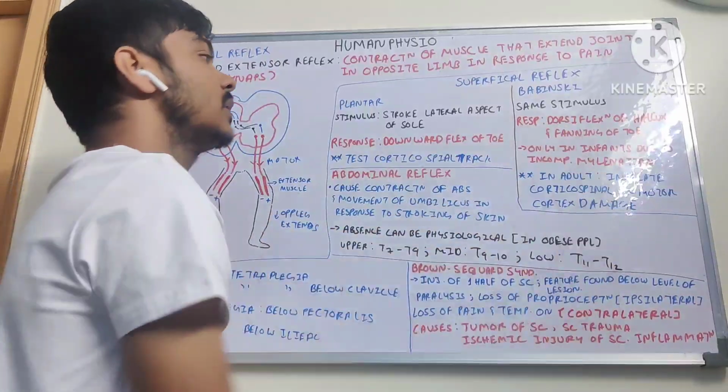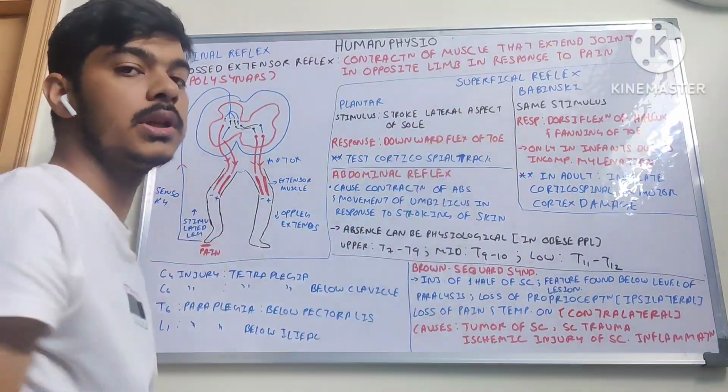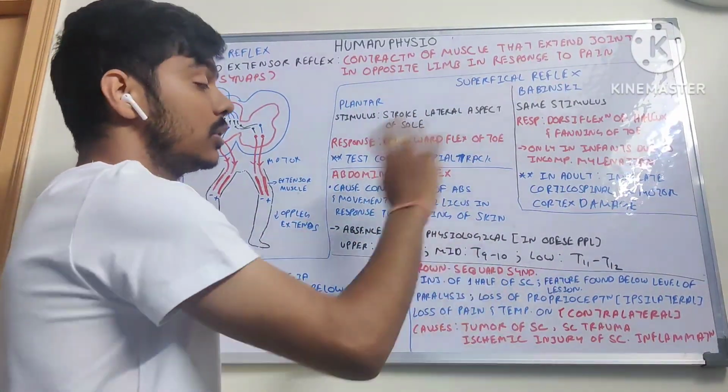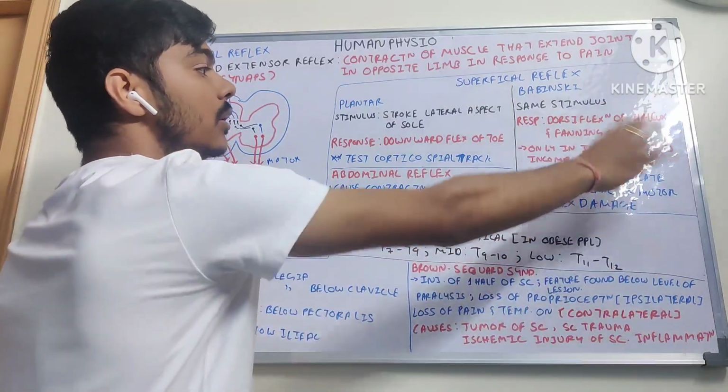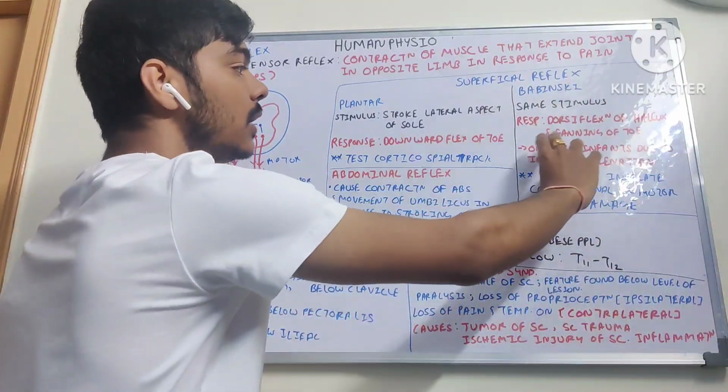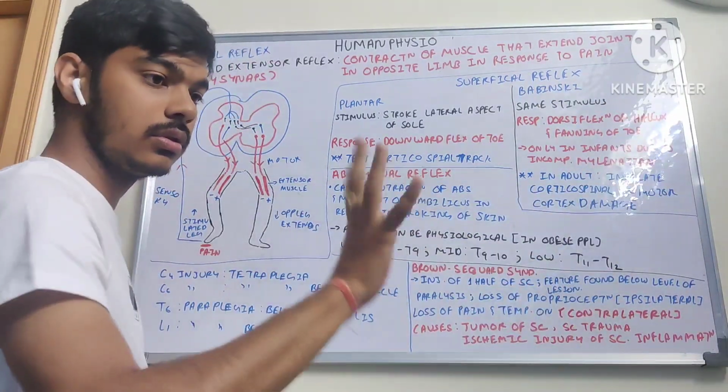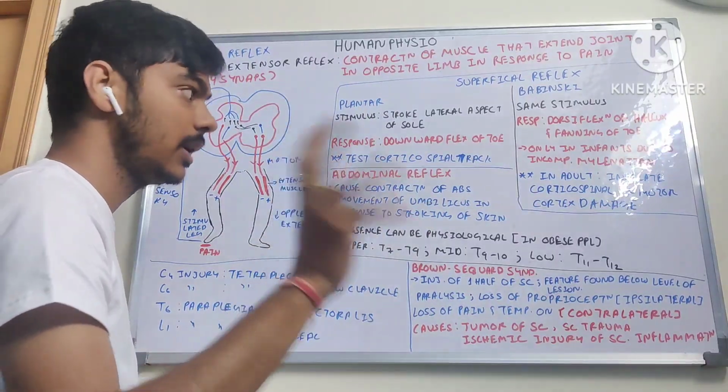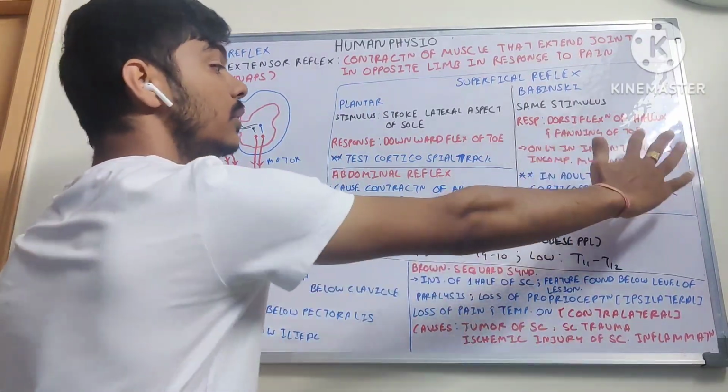Whereas in the Babinski reflex, the stimulation is the same. We stroke the sole. What happens is dorsiflexion of the hallux and fanning of the toes. So the toes become fan-shaped, right? So, fanning of the toes. This is present only in infants.